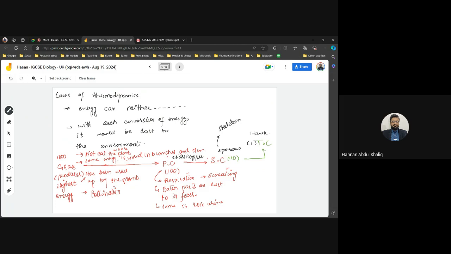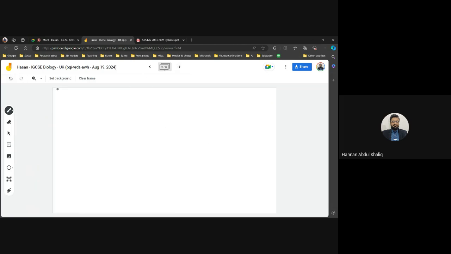Now moving on, this is one of the ways of representing the energy transfer. There is another way of representing the energy transfer, and that is by the food web.